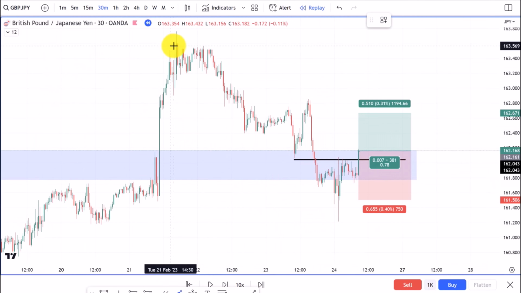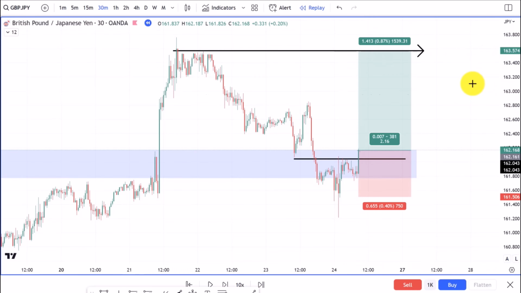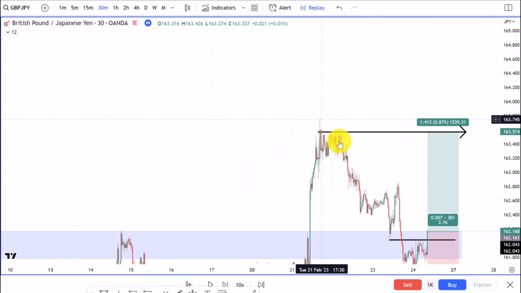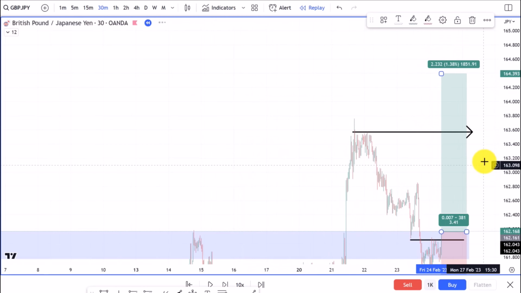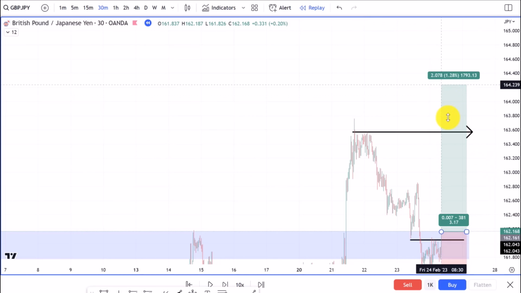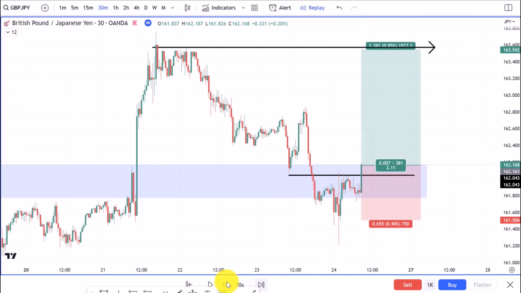Targets, what do we see as our first target? Probably here would make a lot of sense. We already get a 2.1 target, but since we're trading with the long-term trend, we could also consider maybe a trailing stop loss approach. But first targets could be here. I think that makes a lot of sense.